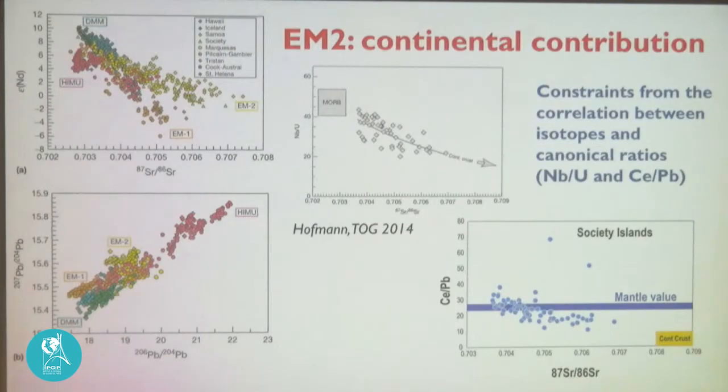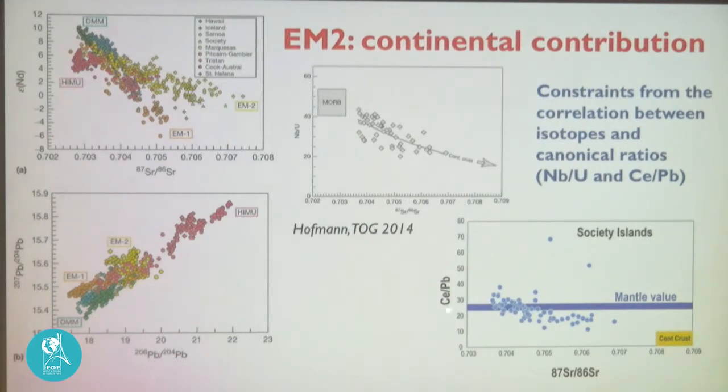So EM2, I think we have a very clear case that in this basalt there is definitely some continental contribution. Definitely. They have high strontium isotopes, low neodymium isotopes. They have intermediate lead, but more importantly, they have low niobium-uranium ratio. This is one of the two canonical ratios of Hofmann, which are very strong constraints, as a matter of fact. So it's very difficult to change this ratio, and the only way to change it is to introduce material coming from the continental crust.